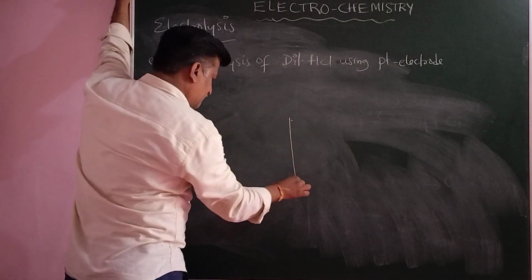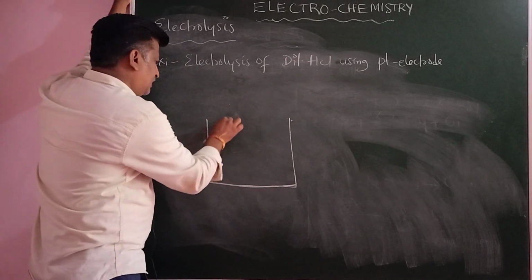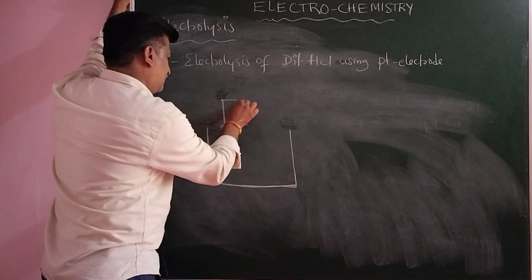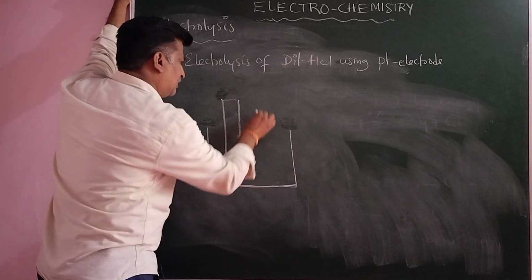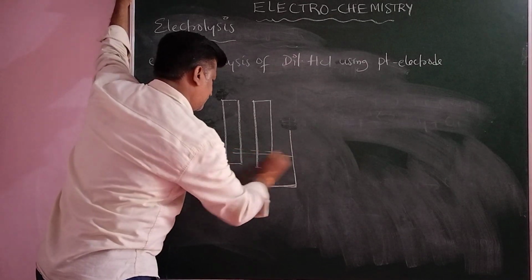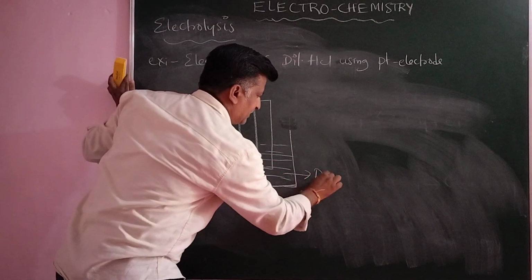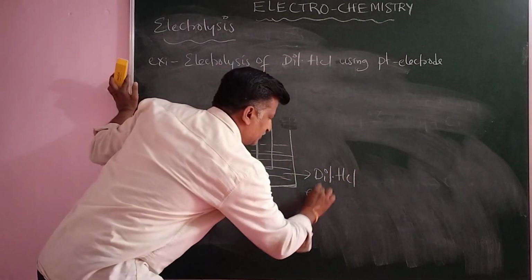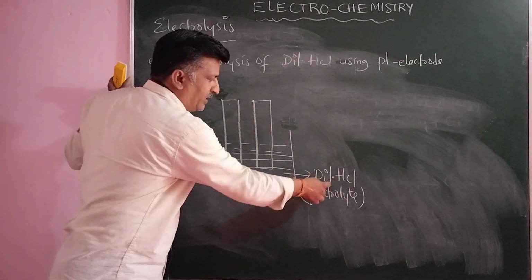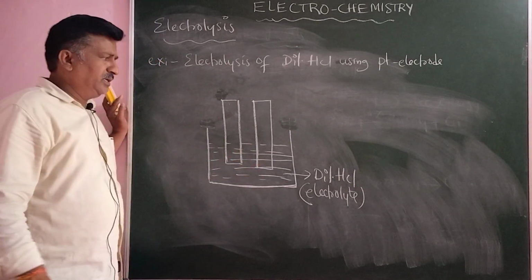That means the two metal electrodes are dipped in the same electrolytic solution. So these are the two metal electrodes dipped in the same compartment. So this is nothing but dilute HCl, nothing but the electrolyte. Dilute HCl we have taken as the electrolyte. This dilute HCl gets decomposed, that means it undergoes ionization.